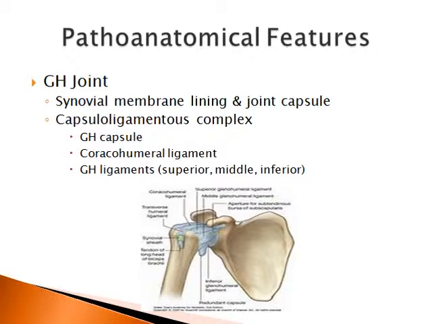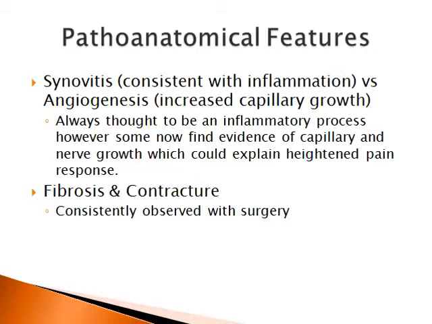Anatomically, adhesive capsulitis involves what is called the capsulo-ligamentous complex, consisting of the glenohumeral capsule, coracohumeral ligament, and glenohumeral ligaments. Adhesive capsulitis was always thought to be an inflammatory process. However, some now find evidence of capillary and nerve growth in the tissues, which could explain these patients' heightened pain response. So there's a debate of synovitis versus angiogenesis taking place when the condition is present. However, we do know that fibrosis and contracture is consistently observed in these patients with surgery.